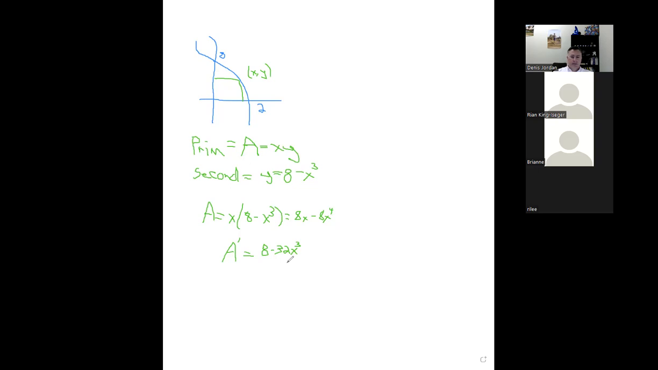Why is it 8x minus 8x to the fourth? Oh, I don't know. Apparently I just like the number 8. Yeah, that should just be x. My derivative is 8 minus 4x to the third. And then I got 4 times 2 minus x to the third.